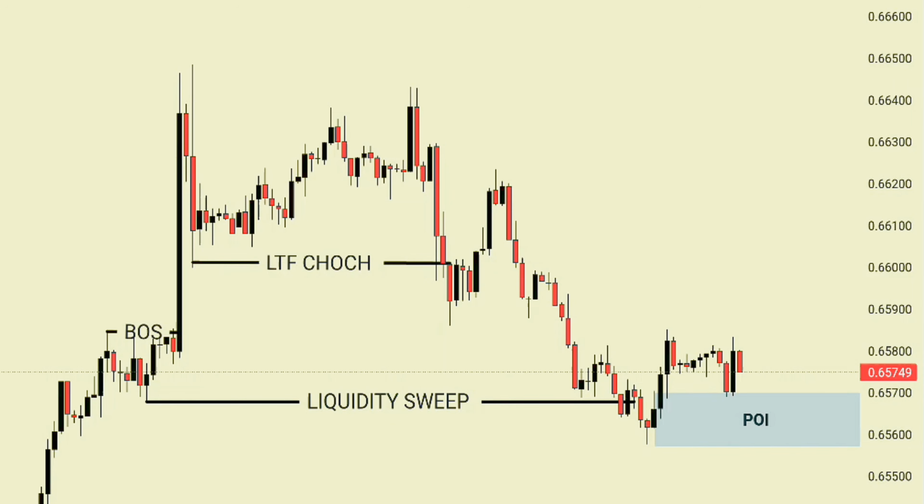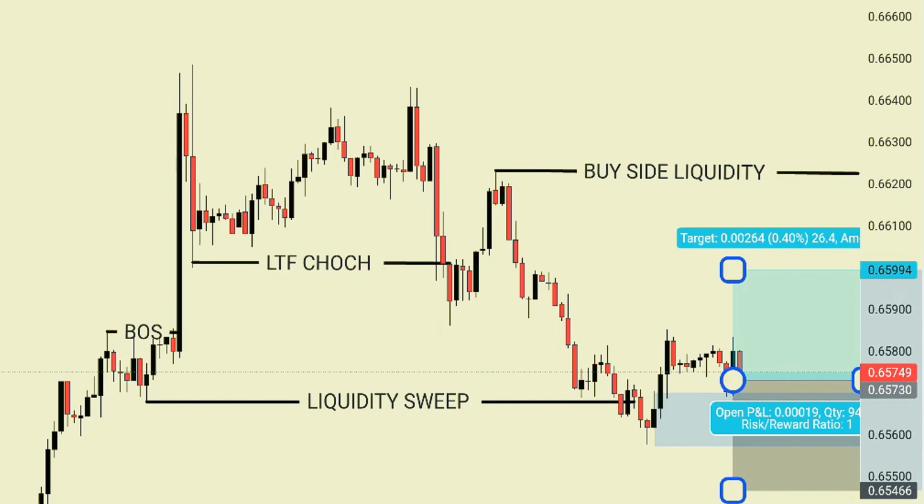Now that price reacts from the point of interest, our next destination becomes the buy-side liquidity resting above previous highs. This liquidity pool is the logical upside target because that's where the market will move to fill orders and hunt stops. You can see this clearly highlighted in the chart.